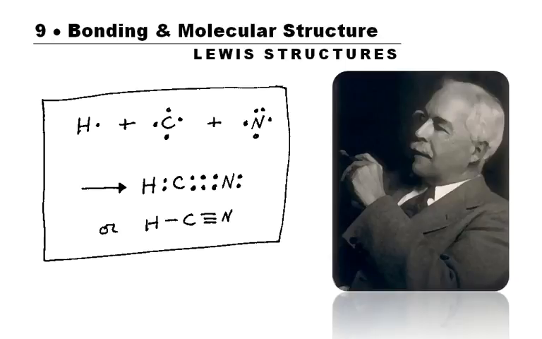This is a set of answers to the Lewis Structures worksheet. Gilbert Lewis is the one who actually invented this idea of how to show the valence electrons on atoms and then how to put them together to be molecules.